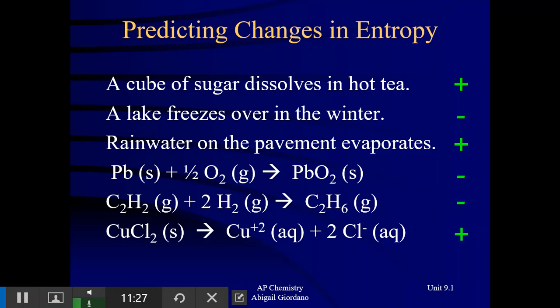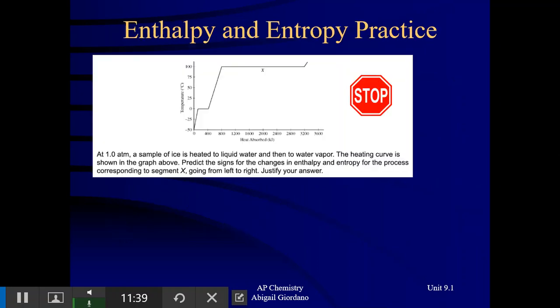So you'll very often be asked to make these predictions. If it's in free response, you'll be asked to defend your answer, okay? Explain your reasoning. All right. So let's look at a practice free response question. You're given what's called a heating curve. It says at 1 atmosphere, a sample of ice is heated to liquid water and then to water vapor.